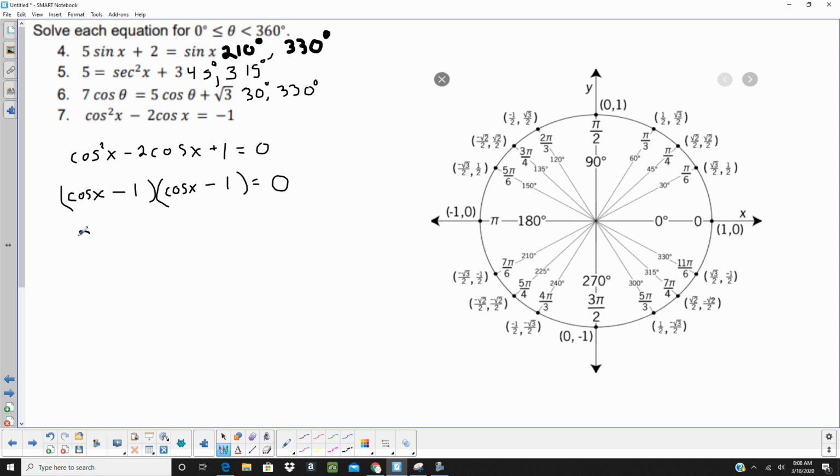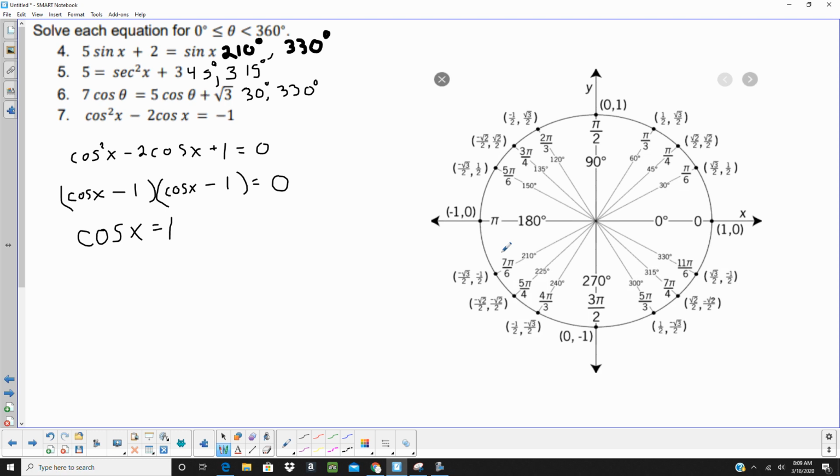Now take each factor, set it equal to 0. So cosine x minus 1 equals 0. I'm only going to do this one. Add 1 to both sides, so cosine x equals 1. I'm only going to do it one time because they're both exactly the same.